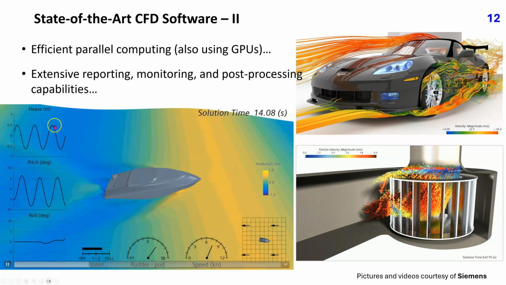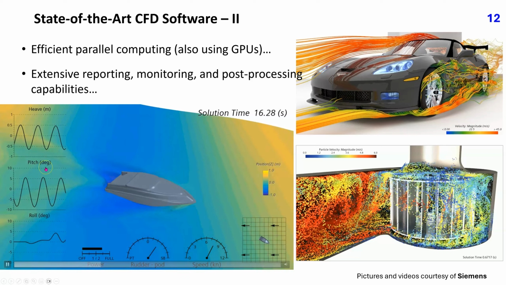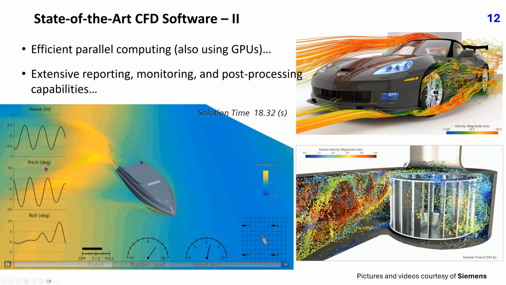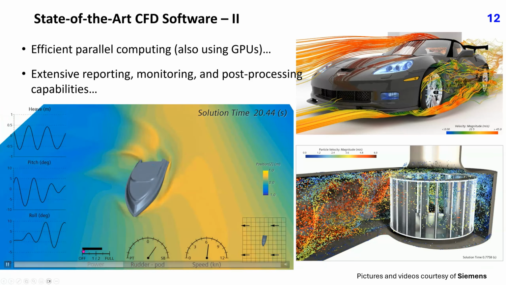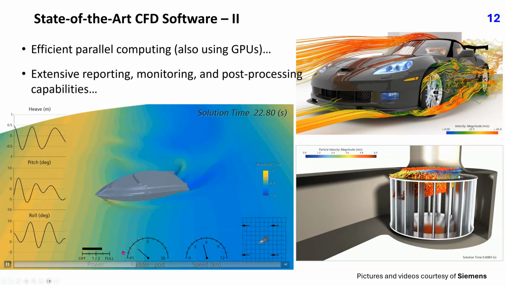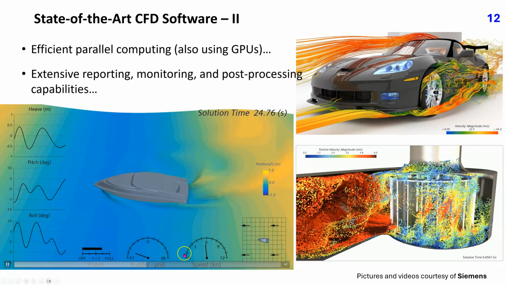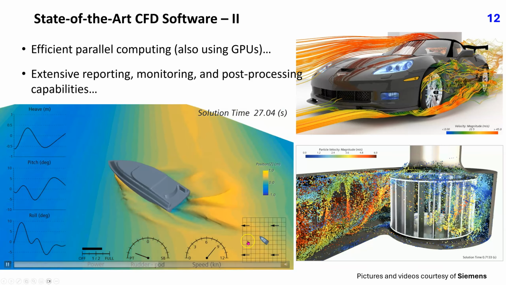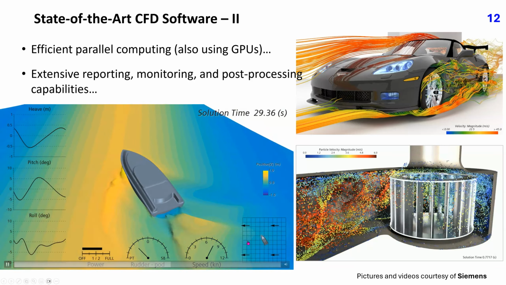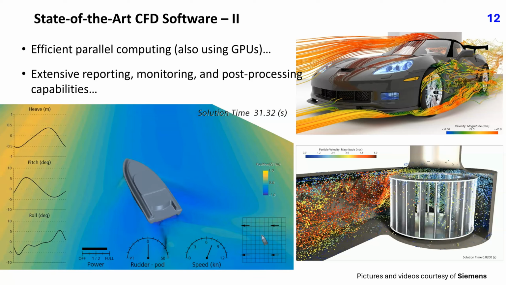The diagrams on the left show the variation of heave, pitch and roll motion of the boat. Here we see the applied power, the rudder motion and position, and the vessel speed. In this corner we see the boat's orientation with respect to wave propagation direction.